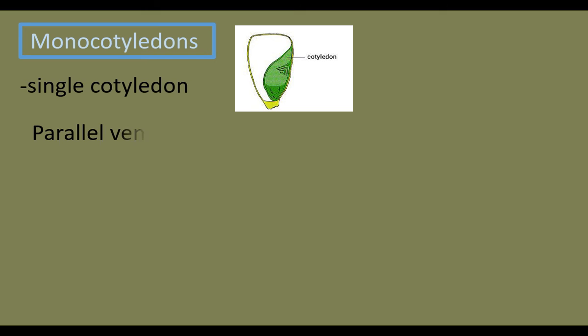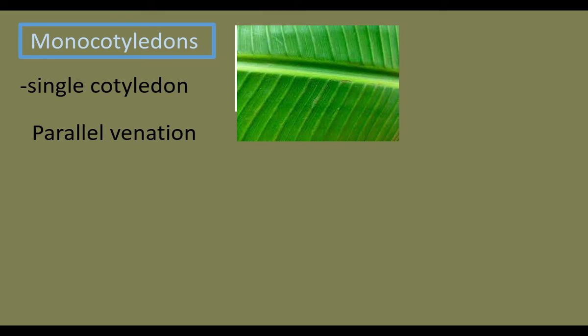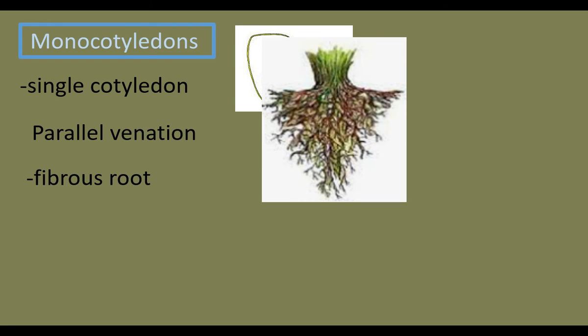Monocotyledons have a single cotyledon in the seed. They have parallel venation. Parallel venation is very clearly seen in grasses and banana. Monocotyledons have a fibrous root system.